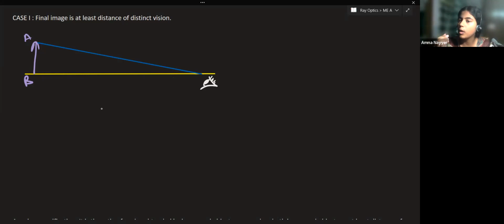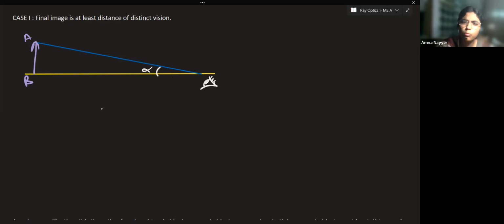Now what will happen? I have this pen with me. If I'm looking at this pen, there is no lens to refract it. If I'm looking at it directly, it will be subtending an angle at my eyes. So that is what is written over here. Let's say this angle is alpha. This is the angle subtended by the object on the eye.